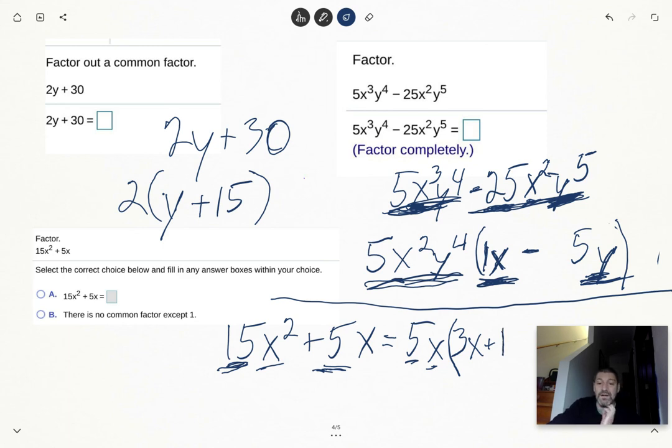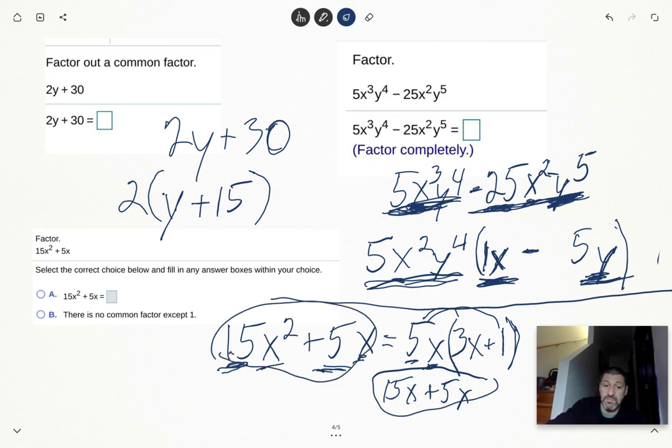And I took out 1x here. So x is taken out, so I'm left with this. If I factor something correctly, when I go back and multiply again, I should end up with the original expression. So let's just check that. 5x times 3x would be 15x squared. 5x times 1 would be 5x. When I check our work by multiplying, I get the same thing that we started with.